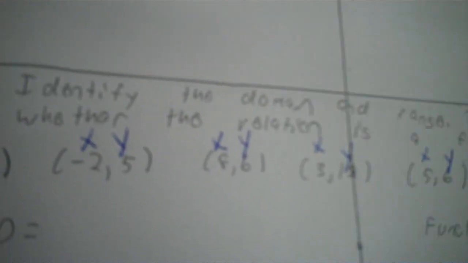Unit 2 final review. You have a bunch of XY coordinates: when x is -2, y is 5; x is 8, y is 6; x is 3, y is 12; x is 5, y is 6. You need to identify the domain and range and determine whether the relation is a function.